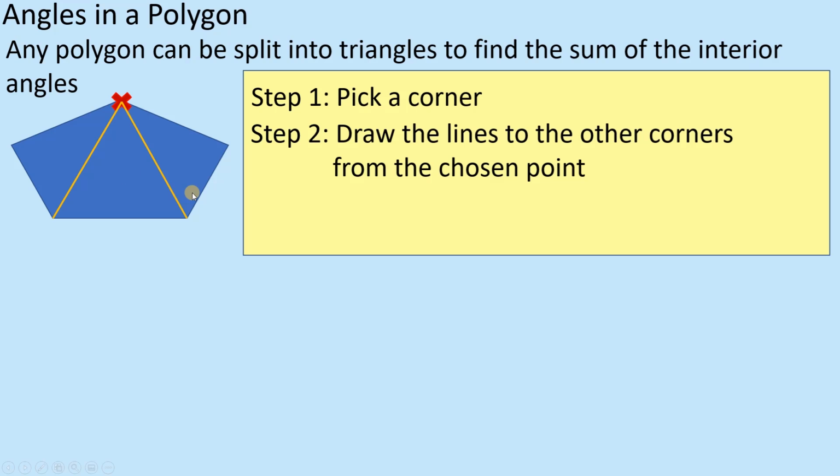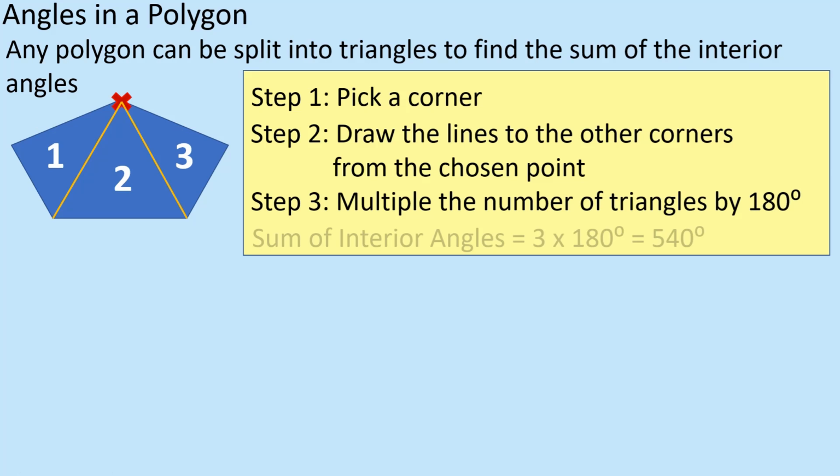So what you've got is 3 lots of 180. That means that all these angles inside this pentagon add up to 540 degrees, and that works with any shape.